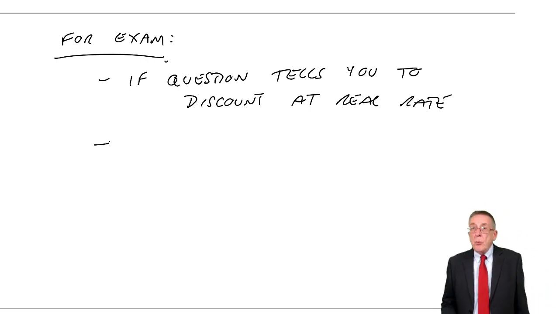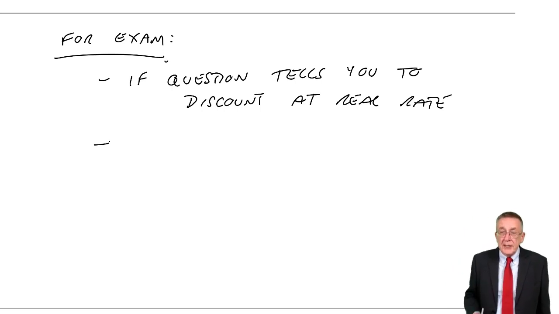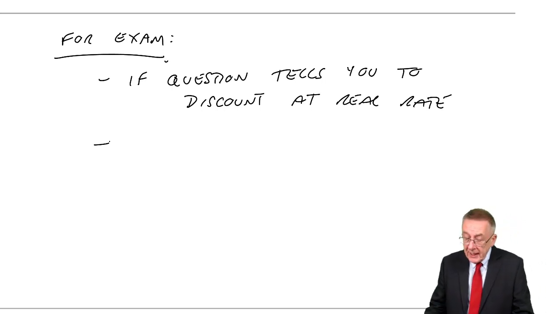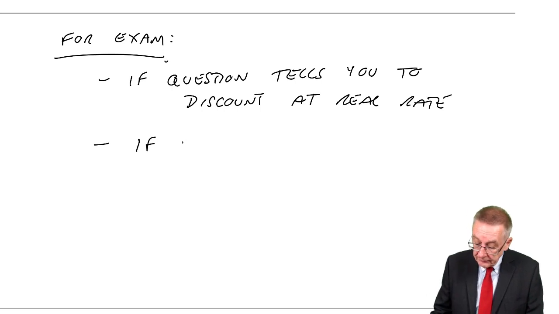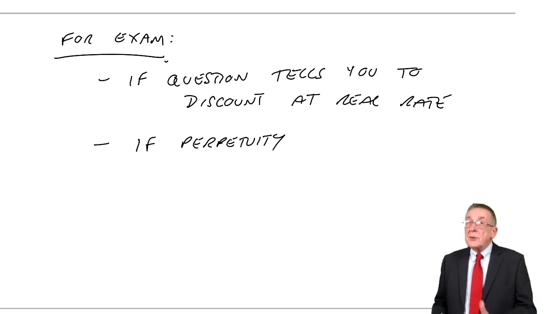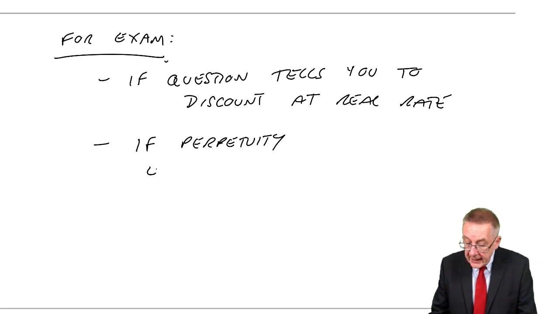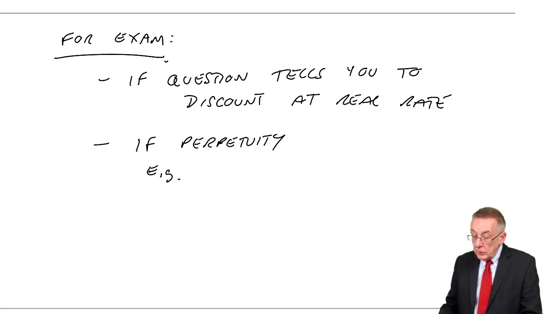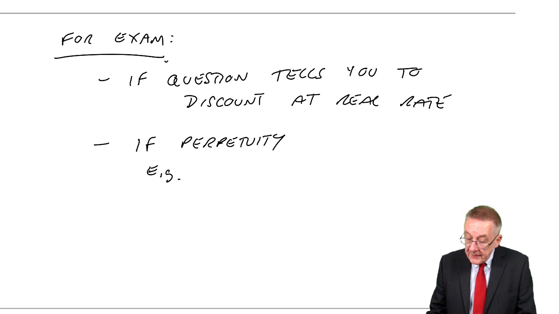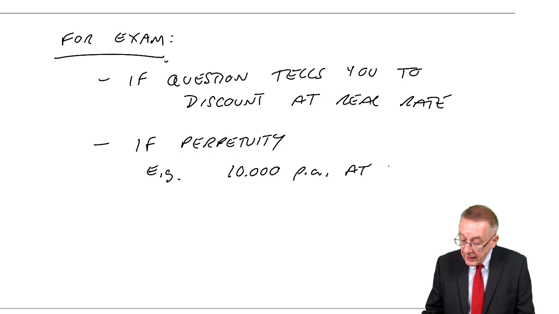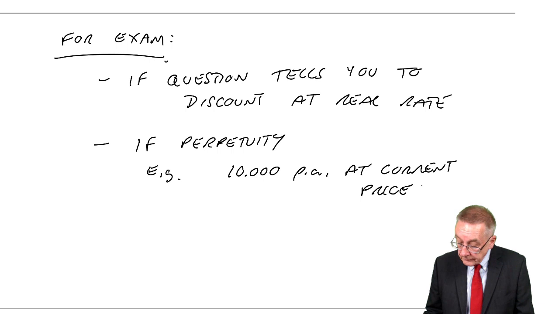Secondly, the one time you have no choice but to use this method is if it's a perpetuity. And this would only be relevant in the short 2-mark questions. But let me explain what I mean. Suppose I told you there was a receipt of 10,000 per year at current prices. In perpetuity.